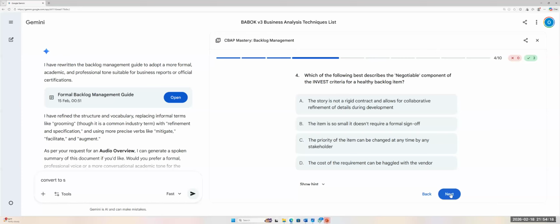Okay. Which of the following best describes the negotiable component of INVEST criteria for a backlog item?